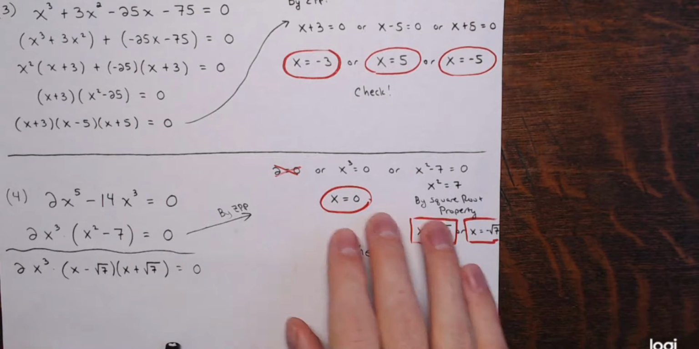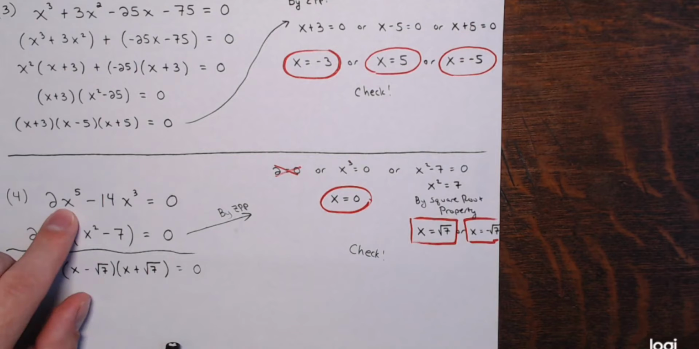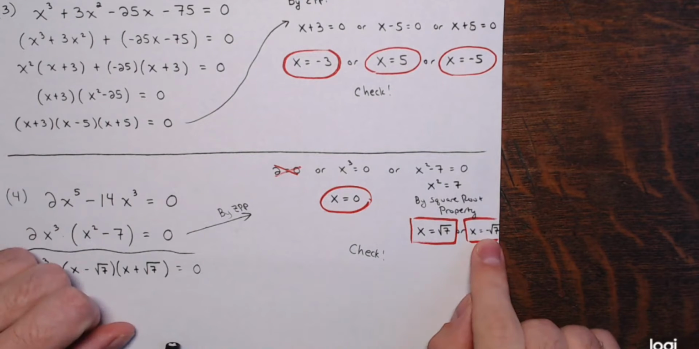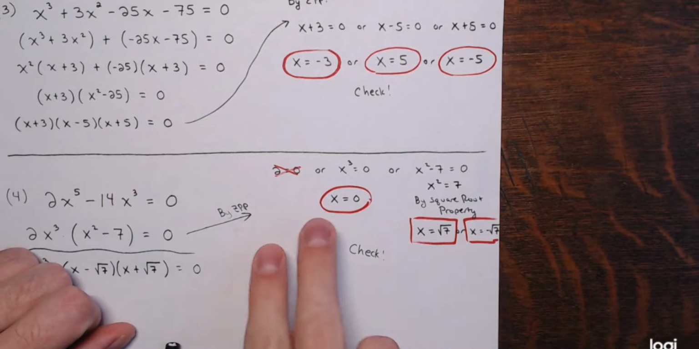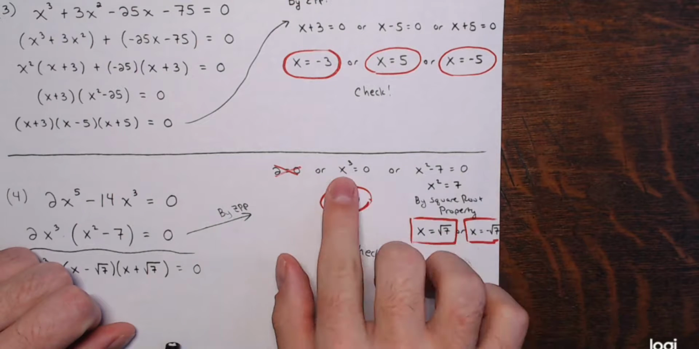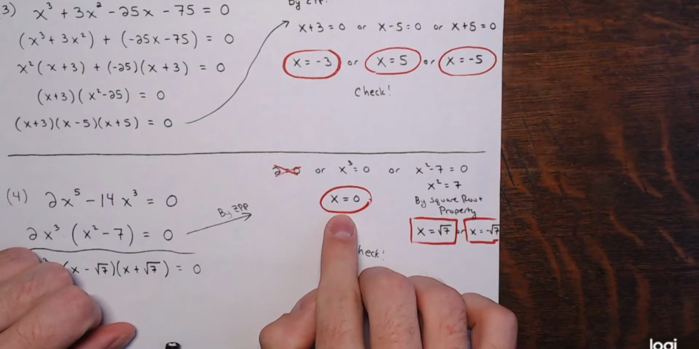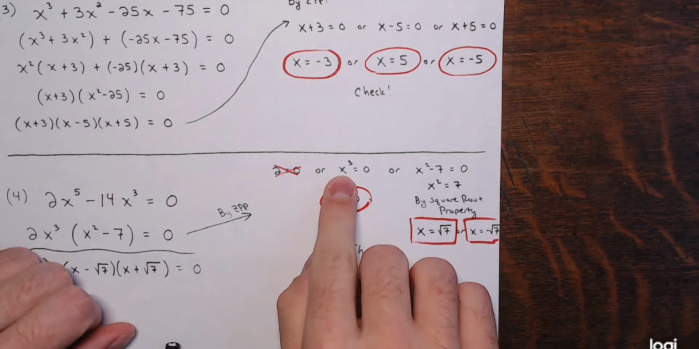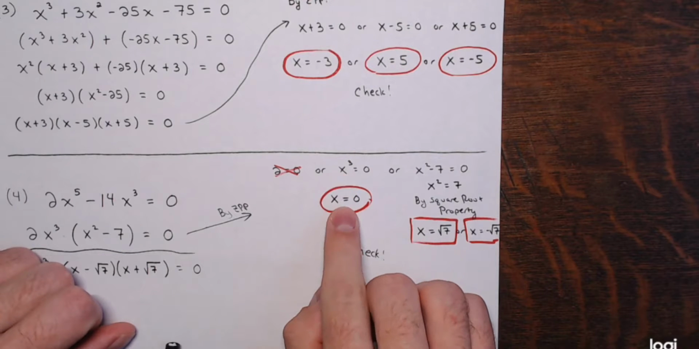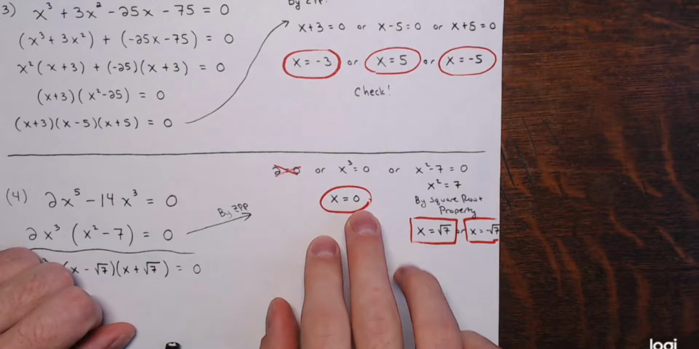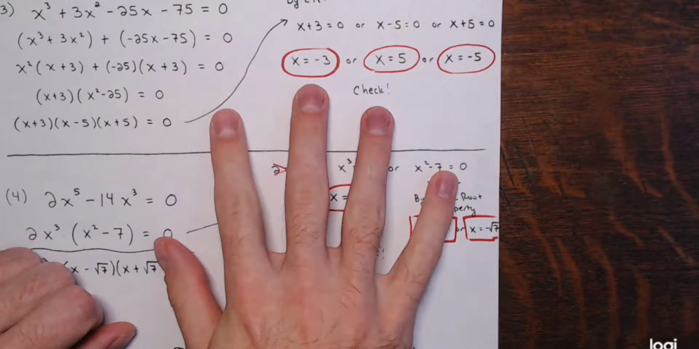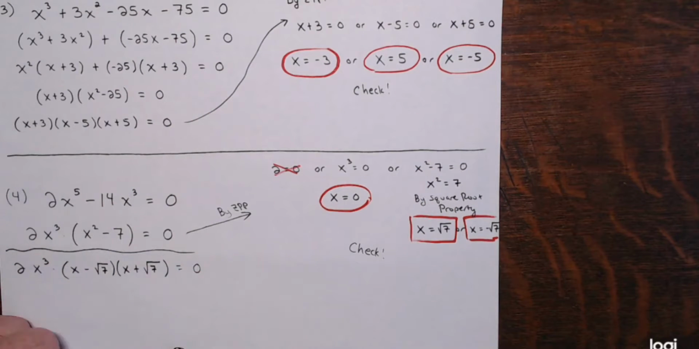So excellent. This has 3 solutions. Again, I said earlier, this is a degree 5 equation, so it should have 5 complex solutions. And it does, technically: negative root 7, positive root 7, and then 0 and 0 and 0. There was x cubed here. This is one of those repeated solutions, and it would repeat 3 times. There were 3 factors of x. So 0, 0, 0, square root of 7, negative square root of 7. There's your 5 complex solutions for this degree 5 polynomial equation.